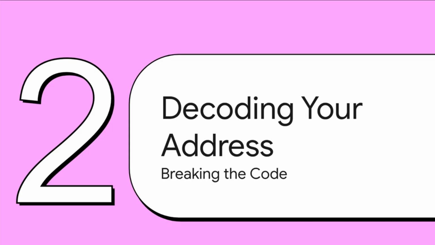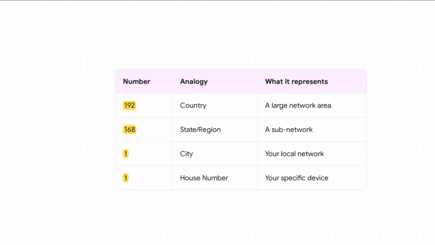Okay, so at first glance, an IP address just looks like a bunch of random numbers, right? But believe it or not, there's a logic to it. Let's crack the code. Think of each of these numbers as a direction, getting more and more specific. The first number is kind of like the country, a huge network area. The next is the state or region. Then you get to the city, which is like your local network, your home Wi-Fi. And that last number, that's the house number for your specific device.